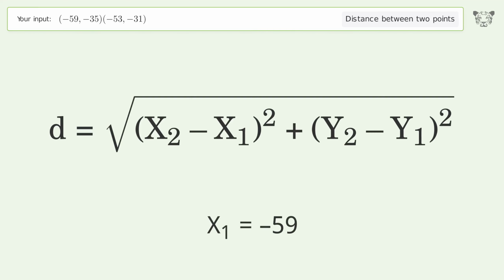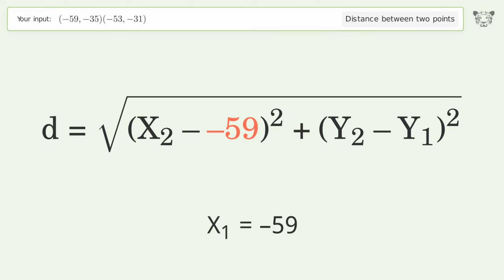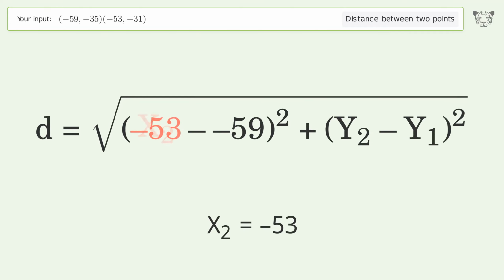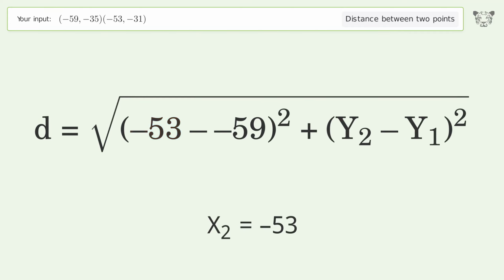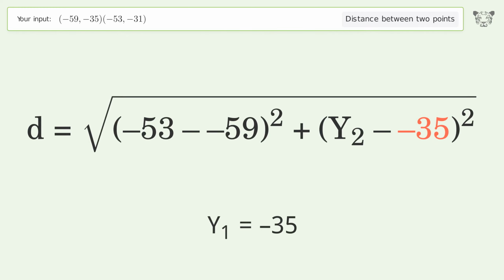x1 equals -59. x2 equals -53. y1 equals -35. y2 equals -31.